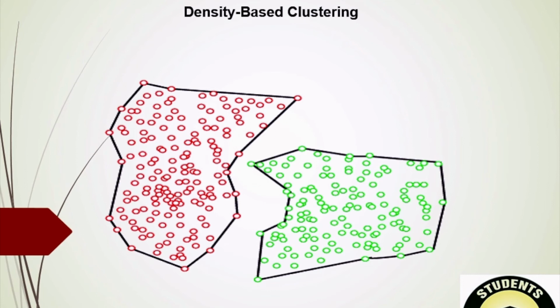That means we have 2 clusters, one cluster belongs to the red color, the second cluster belongs to the green color, and these are not connected. That means these 2 clusters are independent clusters. That's why this technique is called density-based clustering. Or you can see the shape also depends on the density of your data set, right?